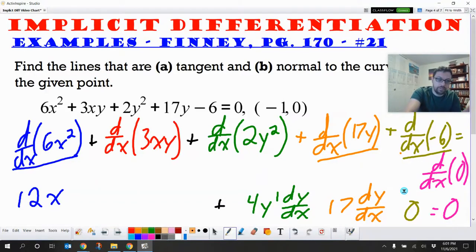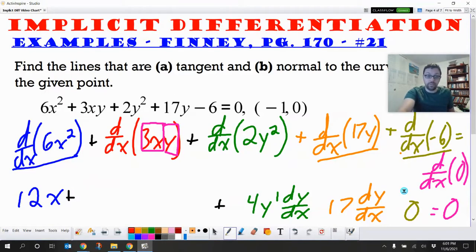Great. All right. No more putting it off. It's time for the scary one. This is a product rule. We've got this first term. I'm going to put the 3 with the x. You could put the 3 with the y, but y is already goofy enough as it is. So we've got a 3x and we've got a y, so we need to use product rule on that thing.